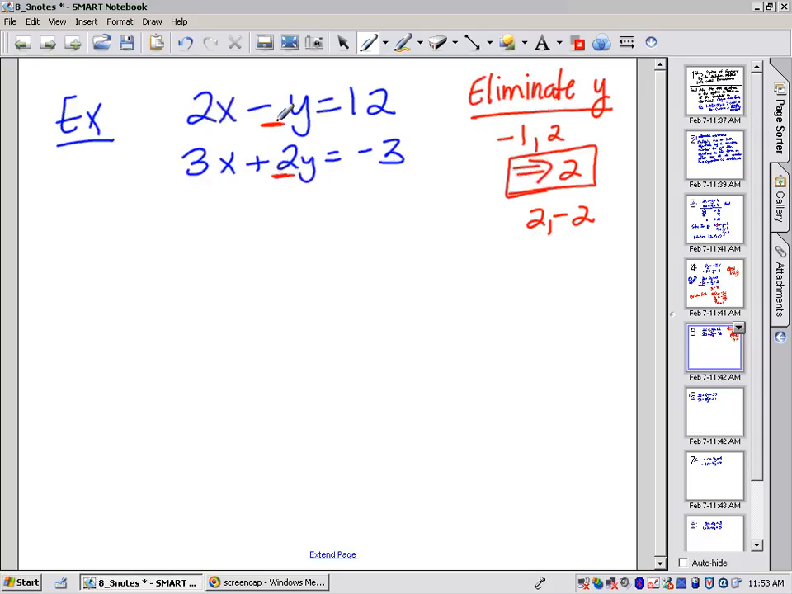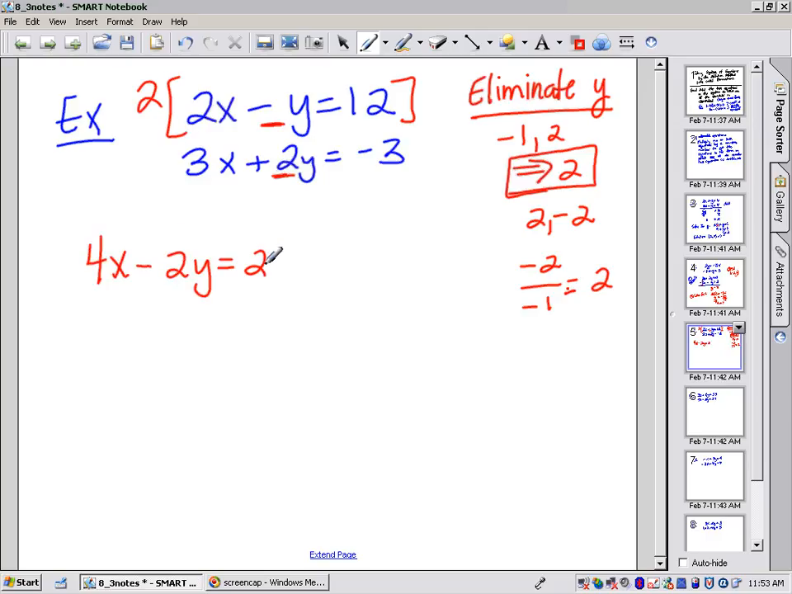So since its coefficient is negative 1, what we can do to figure that out is say negative 2, which is what we need there, divided by the existing coefficient, which is negative 1, and negative 2 divided by negative 1 is positive 2. So if we multiply the first equation by positive 2, we'll get our system in the form we need to add. So we would have 4x minus 2y is equal to 24. All I'm doing is distributing the 2 to every part of the equation. The second equation stays the same.